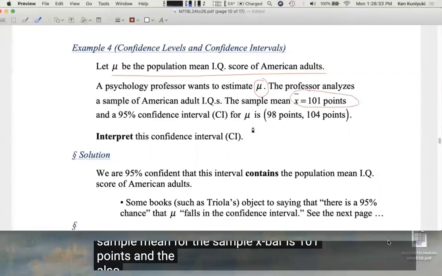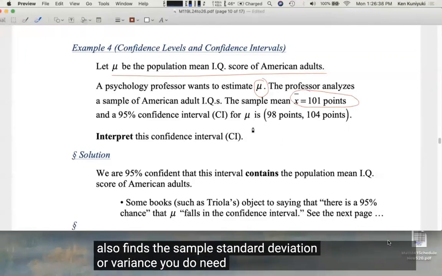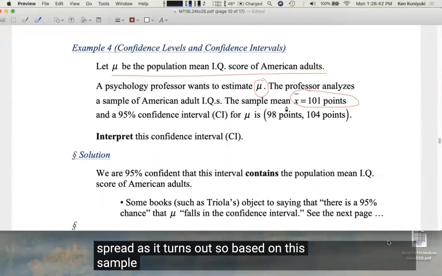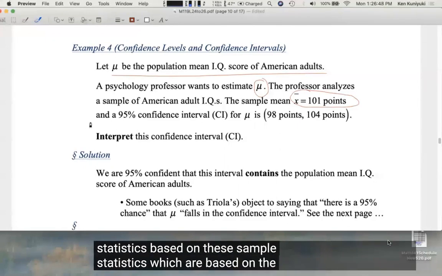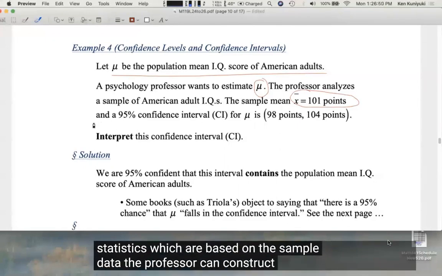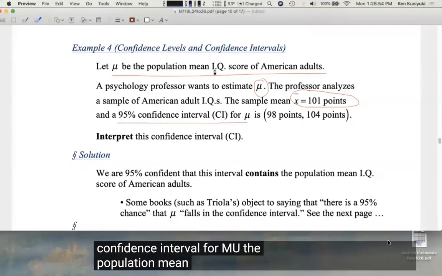And the professor also finds the sample standard deviation or variance. You do need a measure of spread, as it turns out. So based on this sample data, well, I should say sample statistics. Based on these sample statistics, which are based on the sample data, the professor can construct a 95% confidence interval for mu, the population mean IQ score for all American adults.